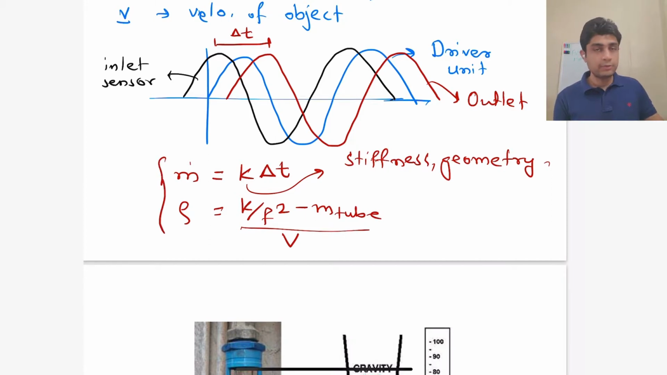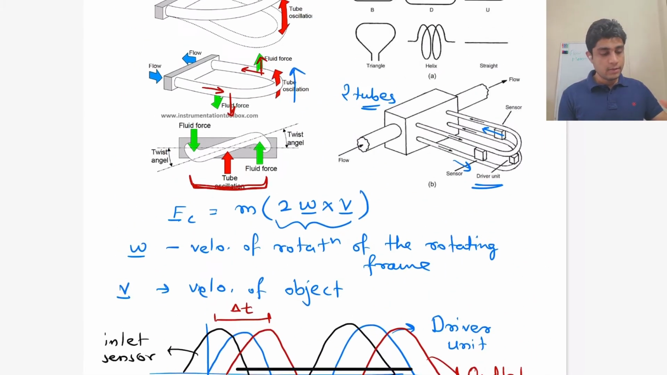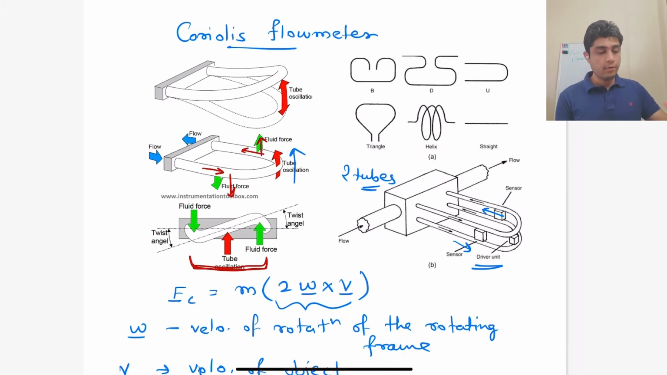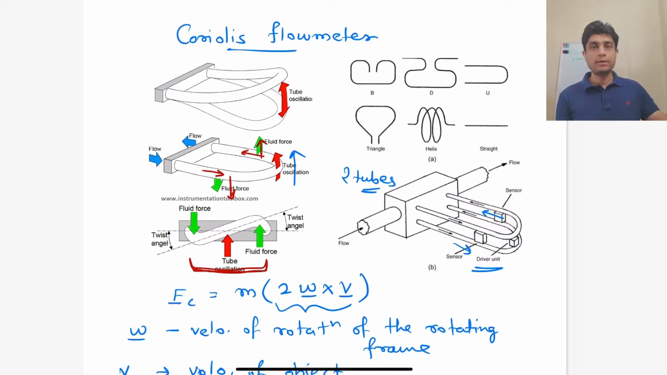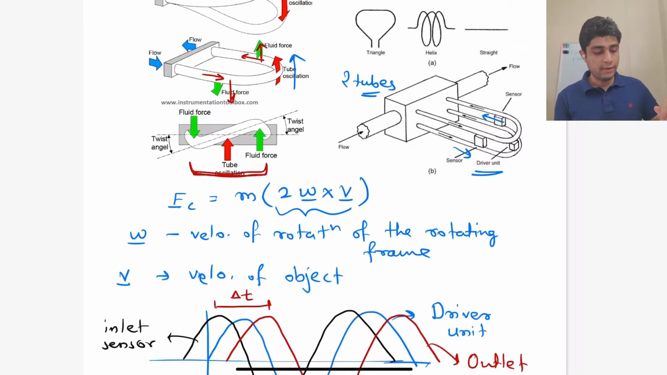So once we know the mass flow rate and the density, the volumetric flow rate is simply mass flow rate divided by the density. So as you can see, the Coriolis flow meter is also very versatile because it is giving us the mass flow rate as well as the density.